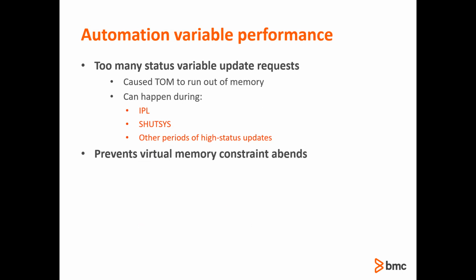We found that too many status variable update requests were causing TOM to run out of memory at IPL, shutdown, and other periods when a high number of status update requests took place. Changes were made to improve performance by implementing a new automation variable task. This task, when detecting high update activity, will reject individual requests in lieu of a single request that will update the status variables for all the objects.